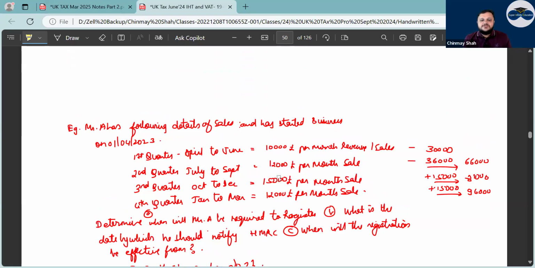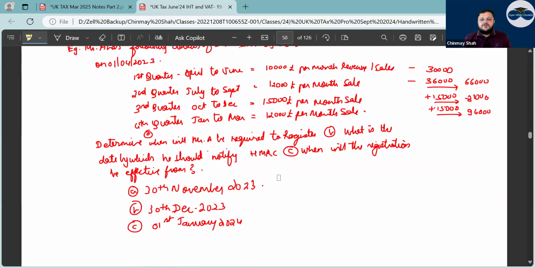He got to know that he needs to register. What is the date by which he should notify HMRC? Notify HMRC means 30 days from 30th November, that is 30th December. Don't write 31st December. This is a mistake a lot of students make. From 30th November, go 30 days; it is 30th December. An examiner fools you in this, right?